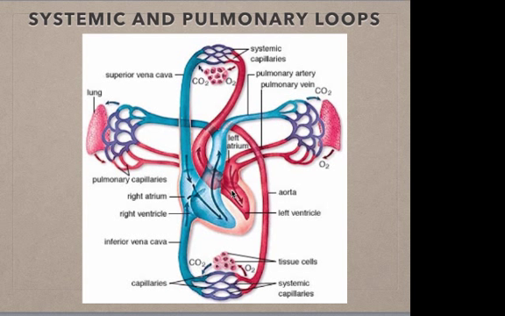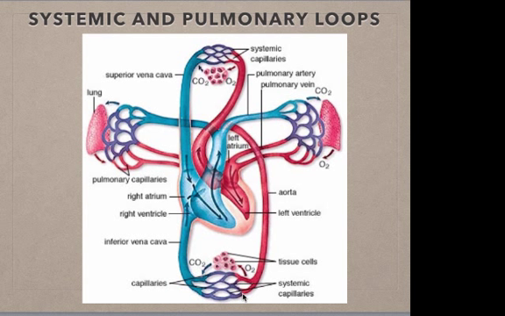But the systemic loop is going to branch as well. So we can see there's one major branch of the systemic loop that's going to head upwards, which makes sense. Your arms and your head are above your heart, so some blood has to get pumped up towards those structures. And then also we're going to have a branch that brings oxygenated blood down to the rest of the body, so the trunk and the legs.